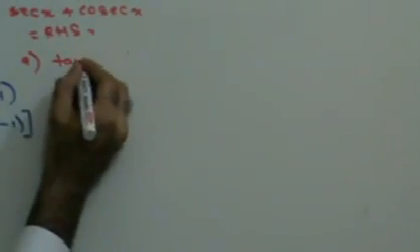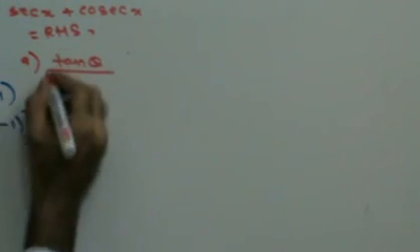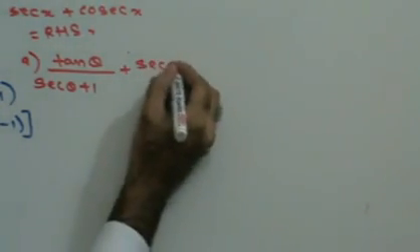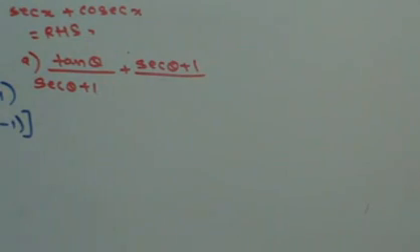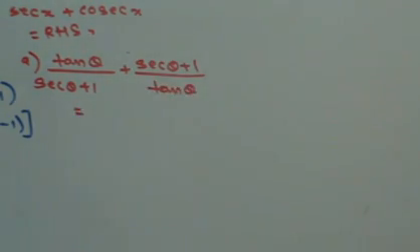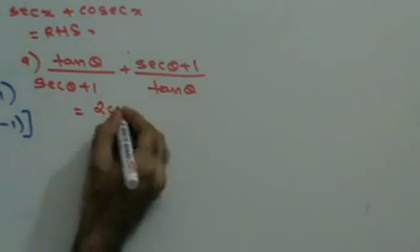Prove that tan theta upon sec theta plus 1 plus sec theta plus 1 upon tan theta is 2 cosec theta.